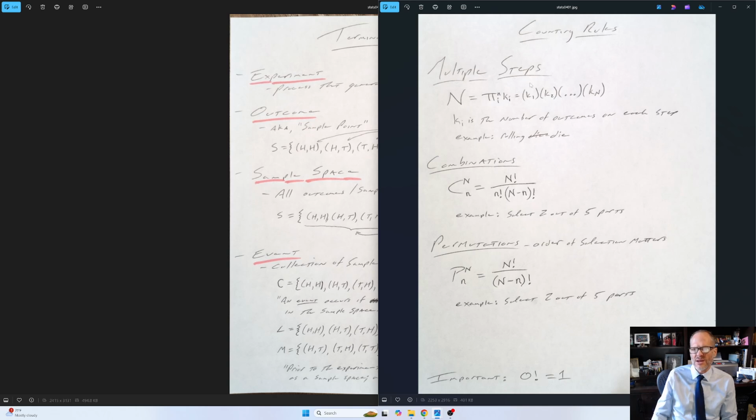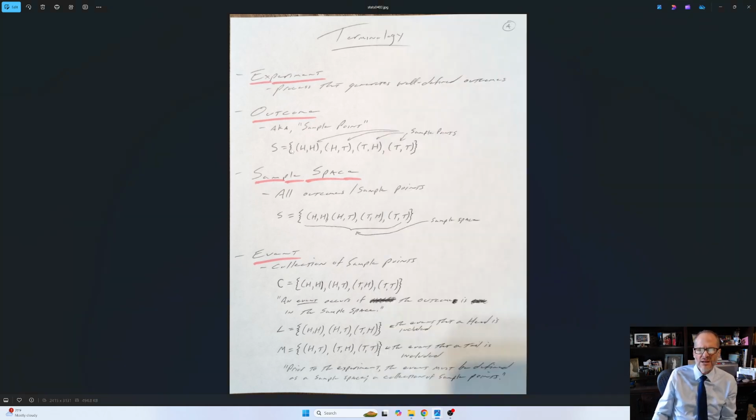And so for tossing a coin, there's 2 possible outcomes on the first step. For tossing a coin again, for the second time, 2 possible outcomes on this step. And when we multiply 2 by 2 here, we get 4 possible sample points in our sample space.